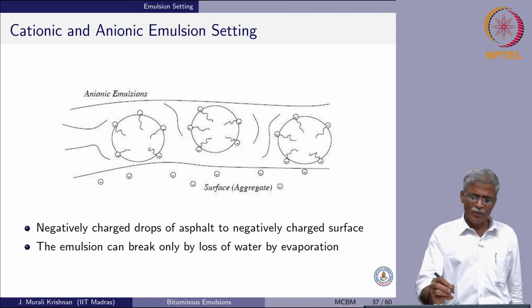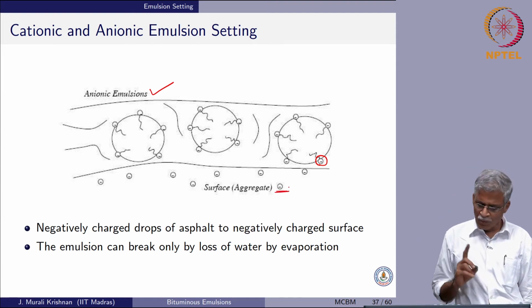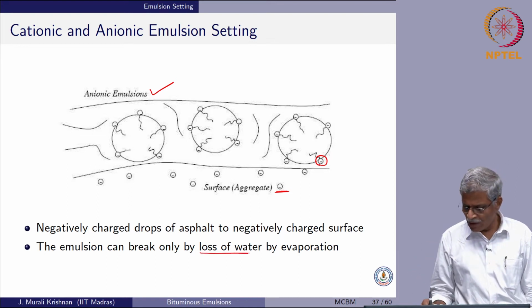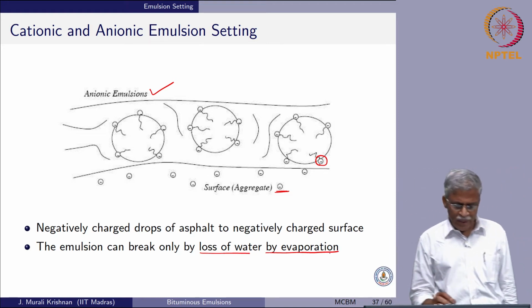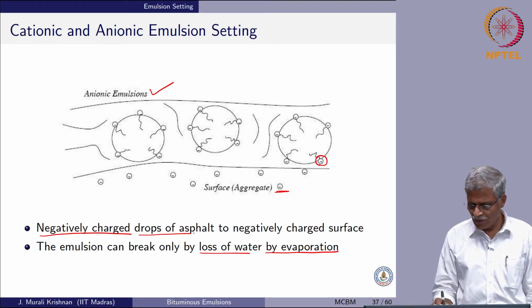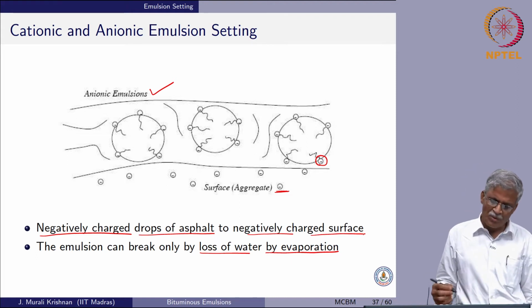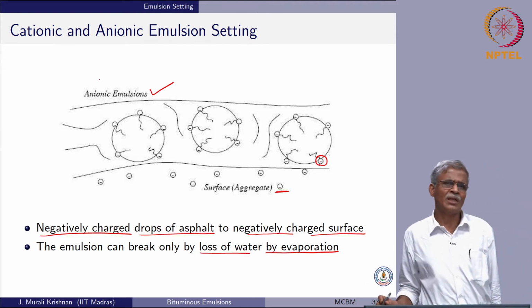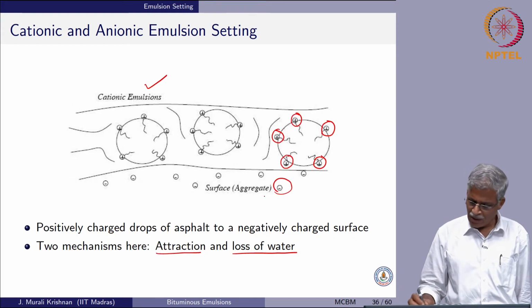Now, what about anionic emulsion? The net charges are negative here and it is the same aggregate, negative. So, the only way in which the emulsion can actually break is by loss of water by evaporation, otherwise it will not really happen. So, why? You have negatively charged drops of asphalt on a negatively charged surface. So, these are some of the things that will happen. You are talking about anionic emulsion, the net charge that you see is negative, it is the same aggregate. In the earlier case, it was a cationic emulsion and it is the same aggregate.